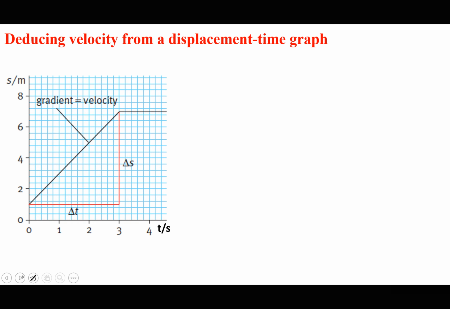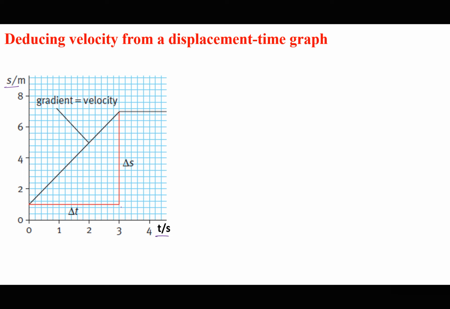So let's consider a simple graph like this one here, and we should be able to deduce the velocity from this graph. This is a graph of displacement S measured in meters against t in seconds. Can we deduce the velocity from this graph? Of course we can. You notice that the displacement increases steadily at first, up to around 3 seconds, but after that it becomes constant, and constant displacement means the body is now at rest.